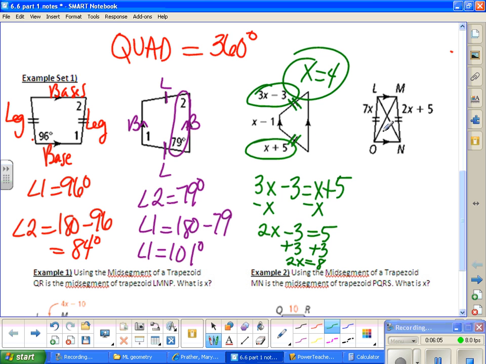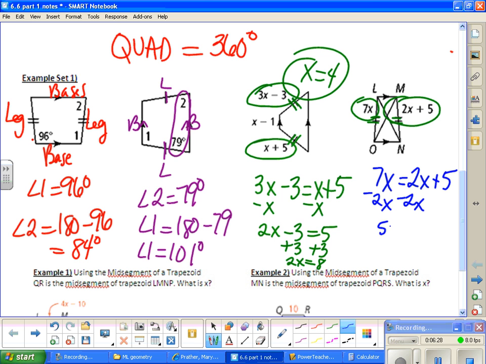The next one here, I also have an isosceles trapezoid, and these two legs are congruent. So I'm going to take these two expressions and make them equal each other. Subtract 2x from both sides. 5x equals 5. Divide both sides by 5, and x equals 1.